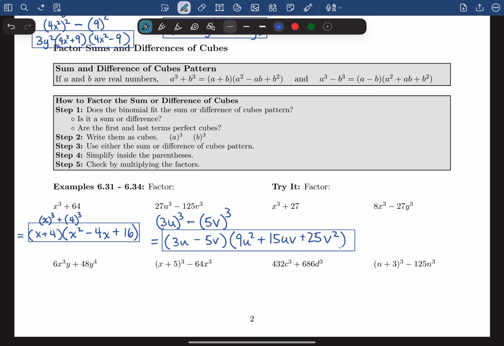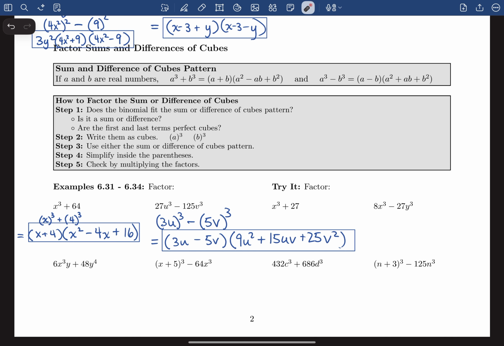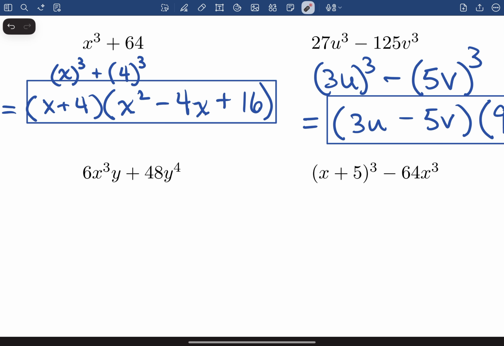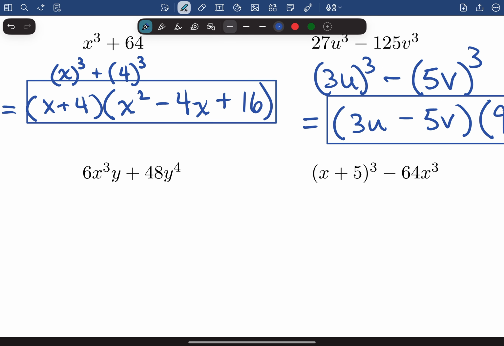So what if we run into a case where we see like 6x cubed y plus 48y to the fourth? I would say, well, that's not the sum of two things that are cubed currently, but maybe there's a GCF, because we always want to check for a GCF as we start looking at a certain problem. And so, I would look, what is the GCF of 6 and 48? And the answer is 6, because 48 is a multiple of 6.